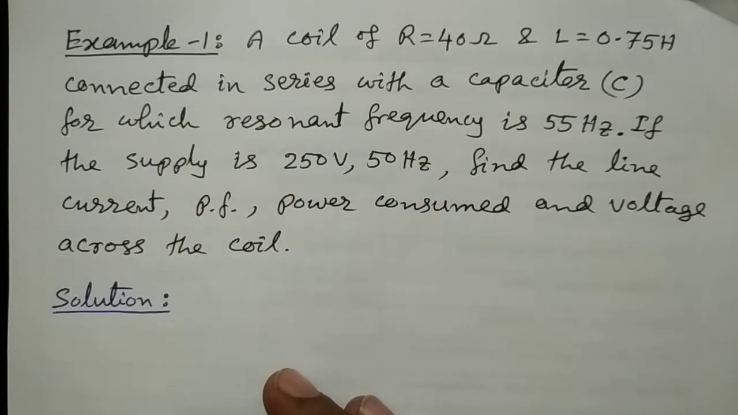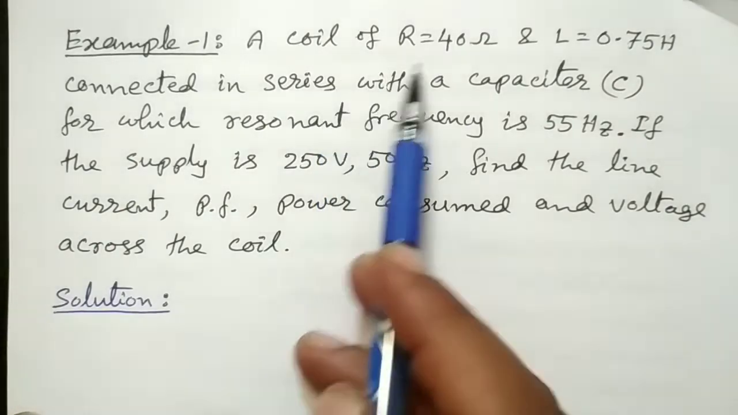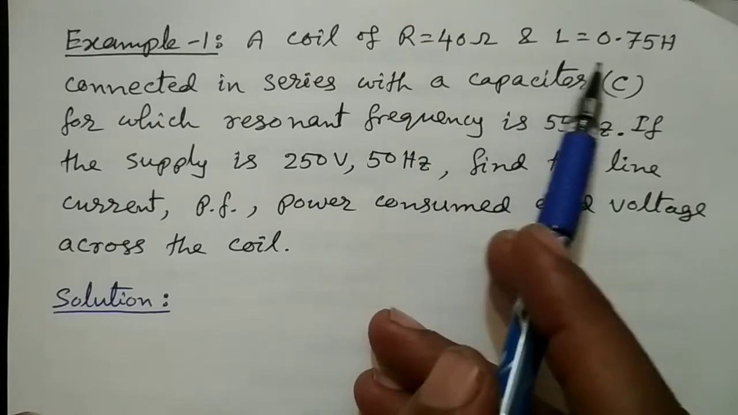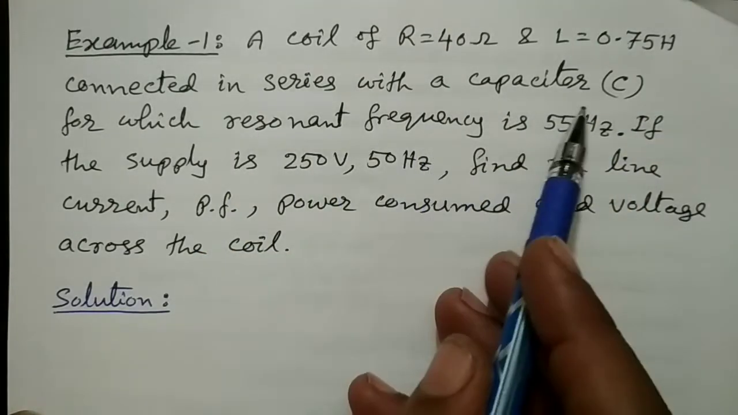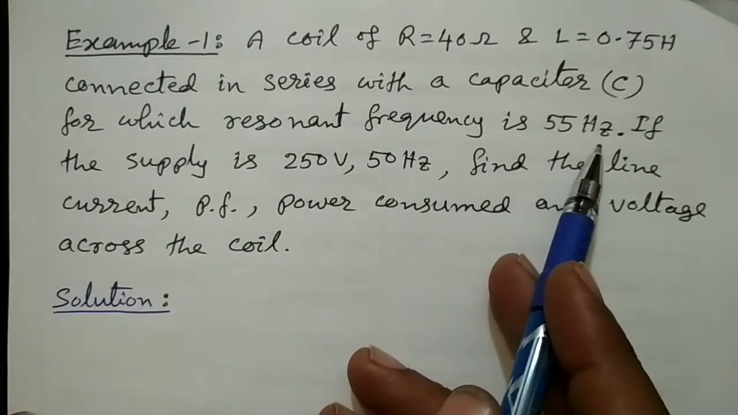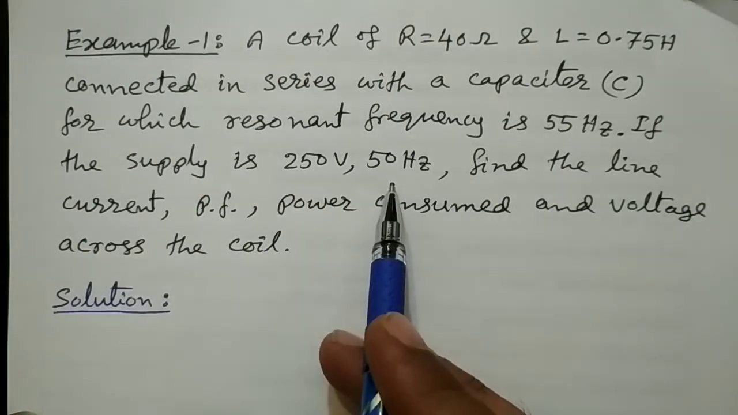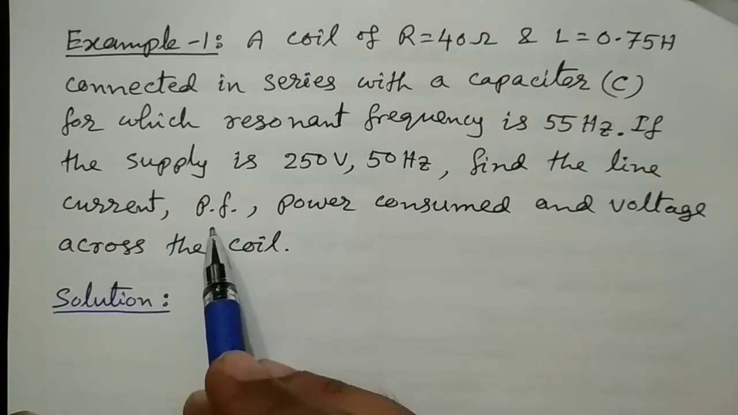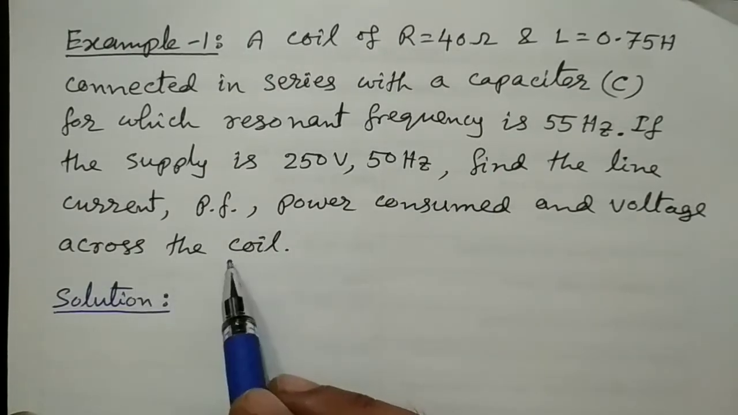In this lecture, let's solve some numerical questions on series resonant circuit. So the first example is a coil of resistance 40 ohms and inductance 0.75 Henry connected in series with a capacitor for which the resonant frequency is 55 Hz. If the supply is 250 volt 50 Hz, then find the line current, power factor, power consumed and the voltage across the coil.